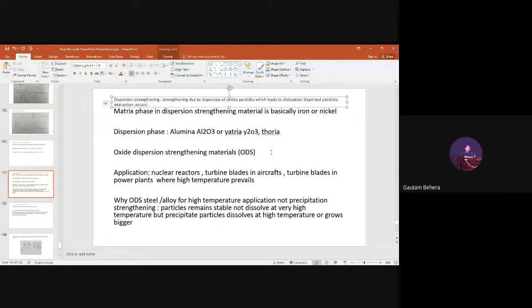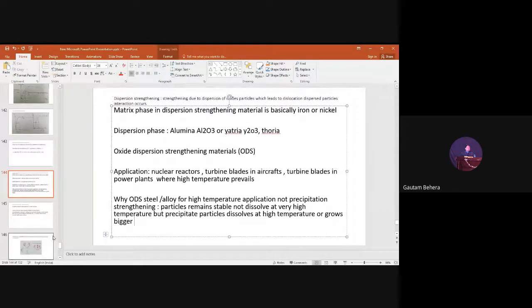The service temperature in a nuclear power plant is very high, so we need steels, called ODS steels, oxide dispersion strengthened steels, where the steel matrix has a dispersion of oxide particles, which are very hard, like yttrium oxide and TiO2 particles. Here it is written: why ODS steels are suitable for high temperature application, not precipitation strengthening. Particles remain stable and do not dissolve at very high temperature, but precipitation particles dissolve at high temperature, or grow bigger, right?